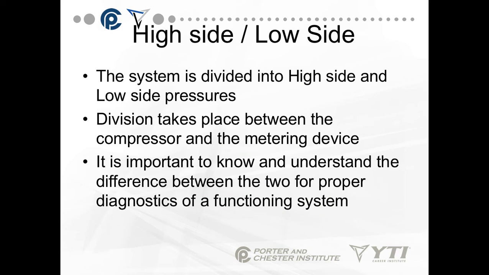Every system has a high and a low side. The division takes place between the compressor and the metering device. Those are my 2 points of pressure change, my compressor and metering device. On the condenser side of it, it's high pressure. On the evaporator side of it, it's low pressure.